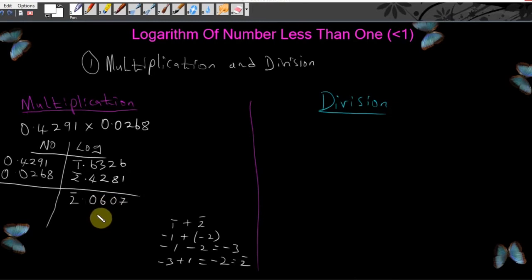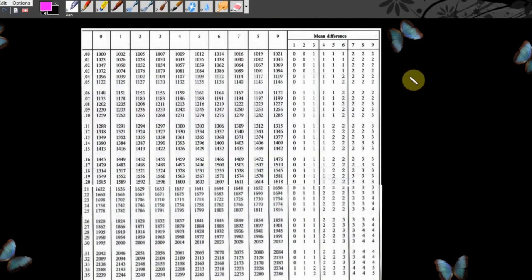Okay. Remember, we are going to use anti-logarithm to convert this one back to number. This is anti-logarithm. This is the anti-logarithm table. Let's write the number we are looking for the anti-logarithm of, which is bar 2.0607. Look for 0.06 under 0, difference 7. This is the 0.06 under 0. We are having 1148. Write it, 1148, difference 7.